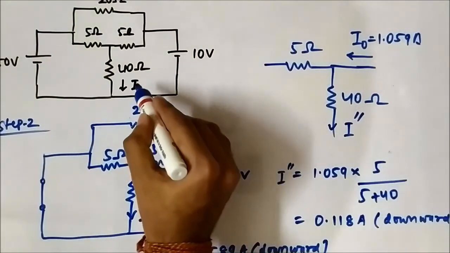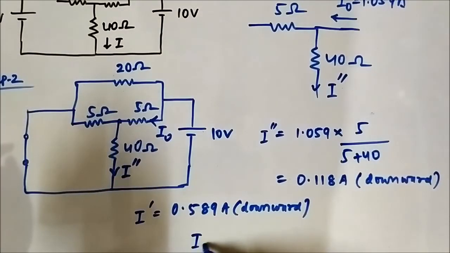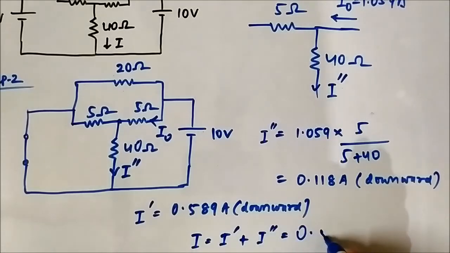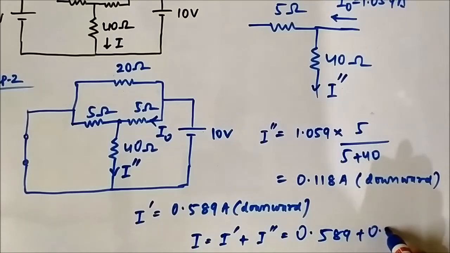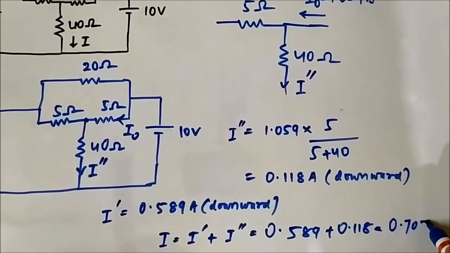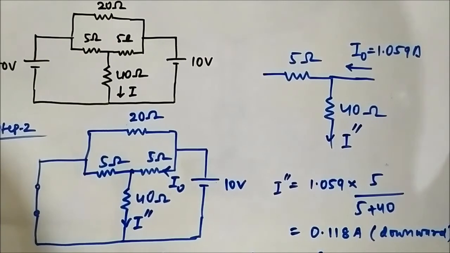and the original current direction which is being asked here is also downward. So the total current I will be I dash plus I double dash, which is equal to 0.589 plus 0.118, which is 0.707. Okay, so this is the current which is being asked through the 40 ohm resistor.